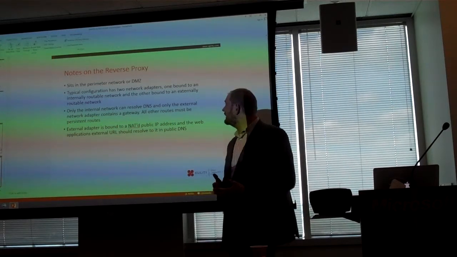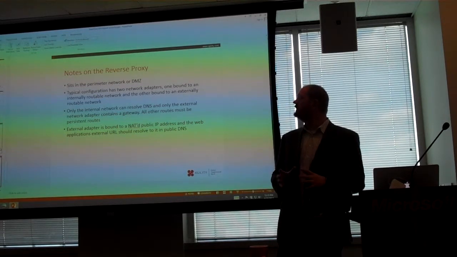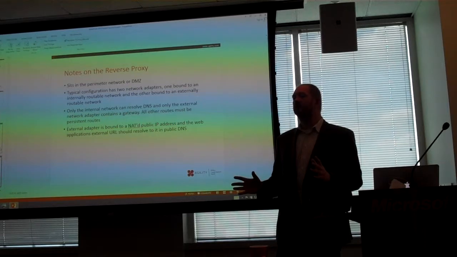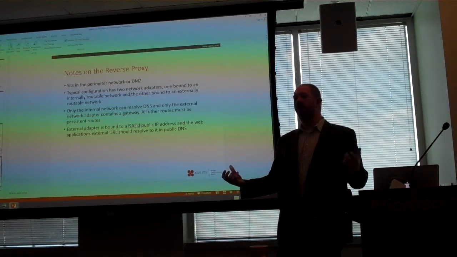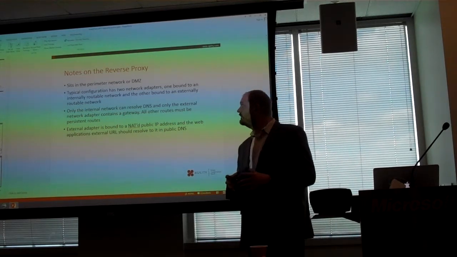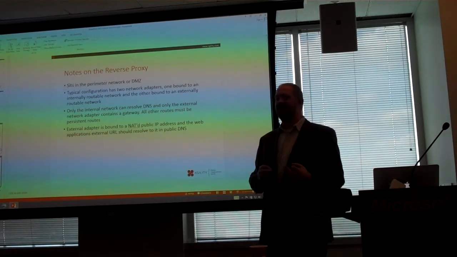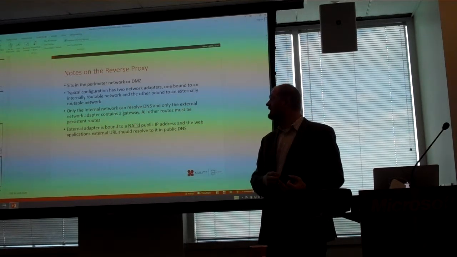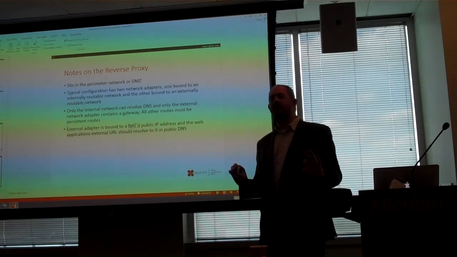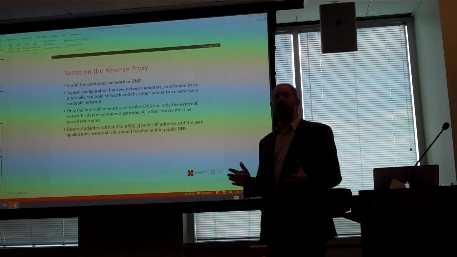So a couple of notes on the reverse proxy. As I mentioned, it sits in the perimeter network. A typical configuration has two network adapters, so that you can pass information between the public network and the internal network. You configure it so that only the internal network can resolve DNS and only the external network contains a gateway address. And then you create persistent routes on that proxy between the two environments so that you're not able to go anywhere else internally.